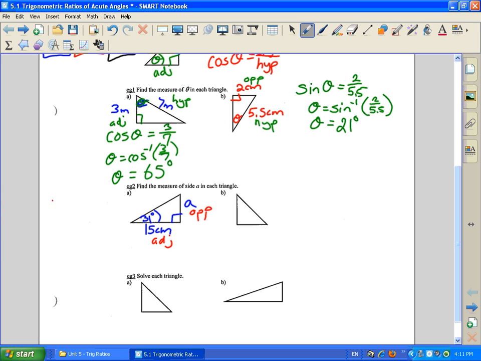It's tangent. So you go tan of 31 degrees, you can sub it right in now, equals the opposite side, which is A, over 15. A is on top, so it's an easy cross multiply. So A equals 15 times tan of 31. Plug it in your calculator, and that's going to be 9.0 centimeters.